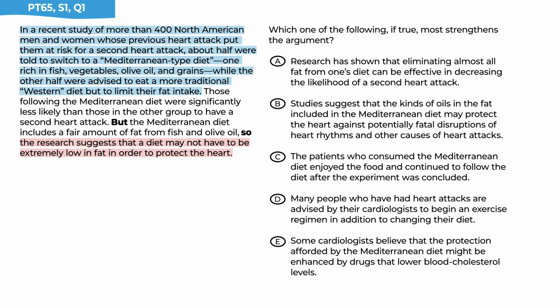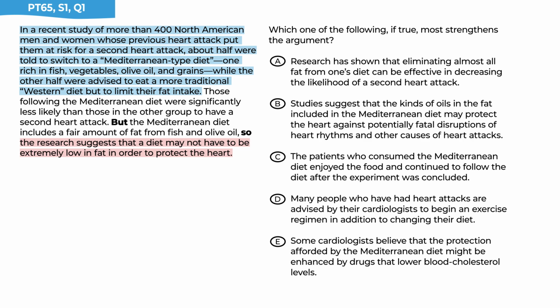In a recent study of more than 400 North American men and women whose previous heart attack put them at risk for a second heart attack, about half were told to switch to a Mediterranean-type diet, one rich in fish, vegetables, olive oil, and grains, while the other half were advised to eat a more traditional Western diet, but to limit their fat intake. Okay, there's a lot of information in there, so let's unpack that for a second. We have these people who have had a heart attack and who are at risk of having another. Right?